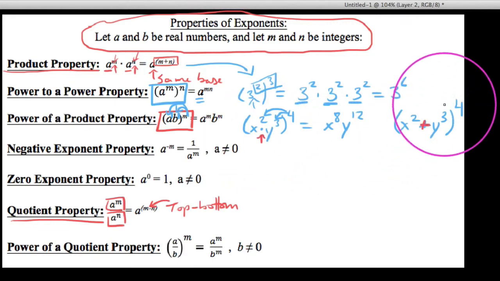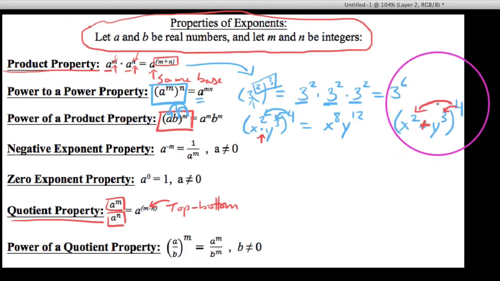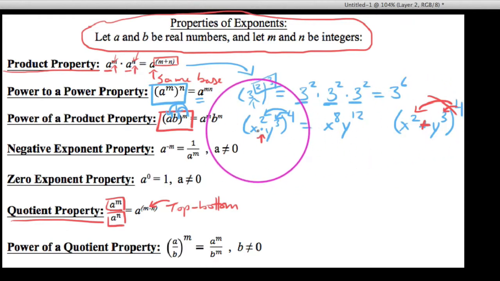This one here is a sum. This is not okay to do. You cannot distribute this exponent through. This is bad. You can't do that if it's a sum or a difference. It only works if it's a product or a quotient, as a matter of fact.